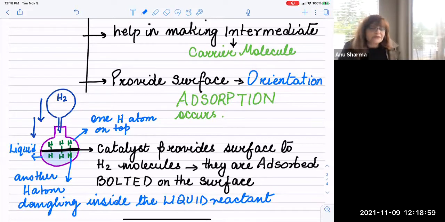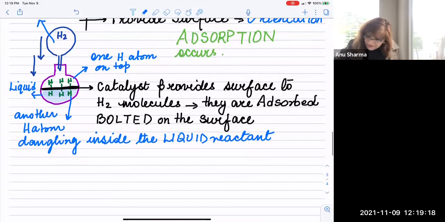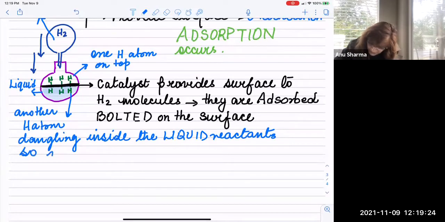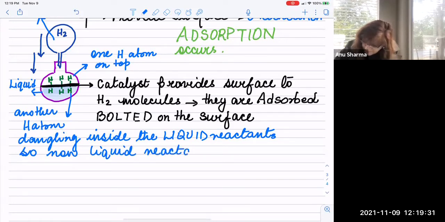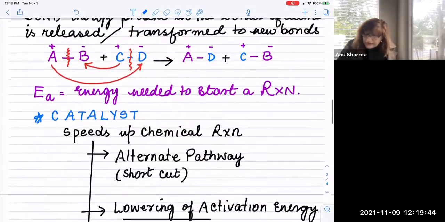But if they keep moving around, the gas particles are always very mobile. Remember, the gas particles have very high kinetic energy. So they are very mobile. They're moving all the time. So they won't even look at the liquid. The only way they can do it is if they are bolted, and that causes the reaction to occur. Okay. So now liquid reactants react with hydrogen atoms. Okay, so that's the whole idea of the catalyst.